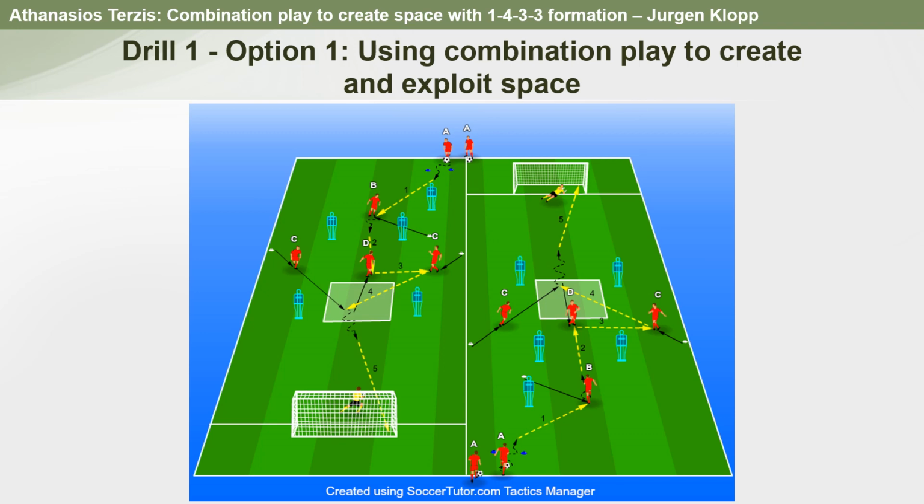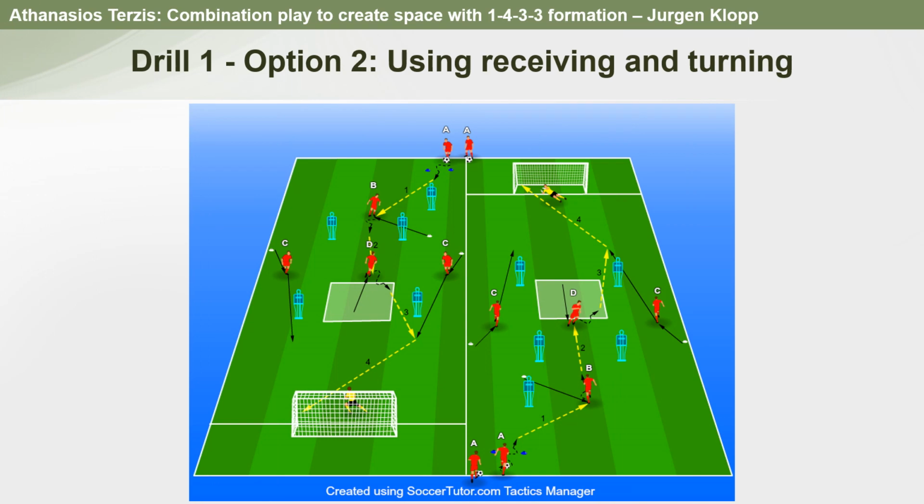The important element in this drill is the body position of player D when he receives the ball from B. This body position should be read by both C players so they know who's going to receive the first pass and who's going to use a third man's run in order to receive the final pass inside the white area.